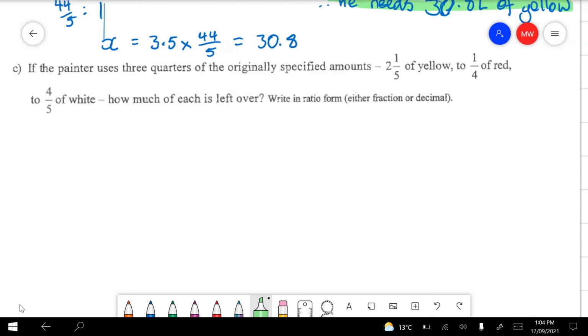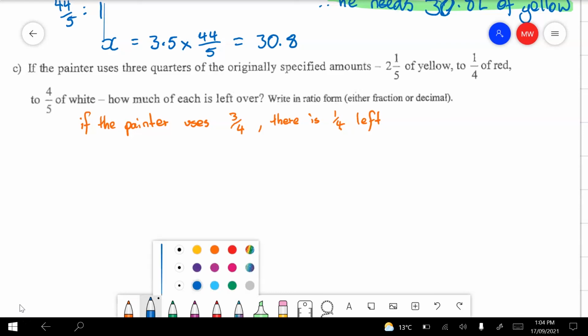Okay, well, if he's used 3/4, we'll write this down so it's nice and clear. If the painter, he or she, uses 3/4, there is 1/4 left. So all we need to do is find 1/4 of 2 1/5, 1/4 of 1/4, and 1/4 of 4/5. So let's work them out one at a time. We'll even do them in the right colours because it's the last question.